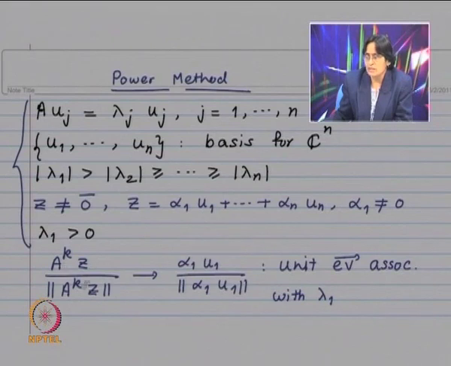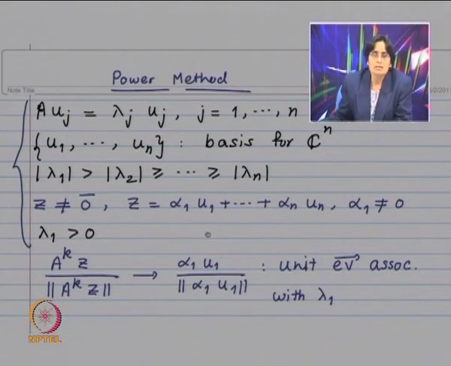We form A raised to k z divided by norm of A raised to k z. Under these assumptions, A raised to k z upon norm of A raised to k z converges to alpha 1 u1 by norm of alpha 1 u1. So, this is going to be a unit eigenvector associated with eigenvalue lambda 1. It is easy to calculate these iterates. You start with an arbitrary vector z not equal to 0 and find these iterates. If your matrix A is a sparse matrix, that means a lot of zeros, then this will not be computationally too expensive, and this is going to converge to a unit eigenvector corresponding to the eigenvalue lambda 1. So, this is the power method.